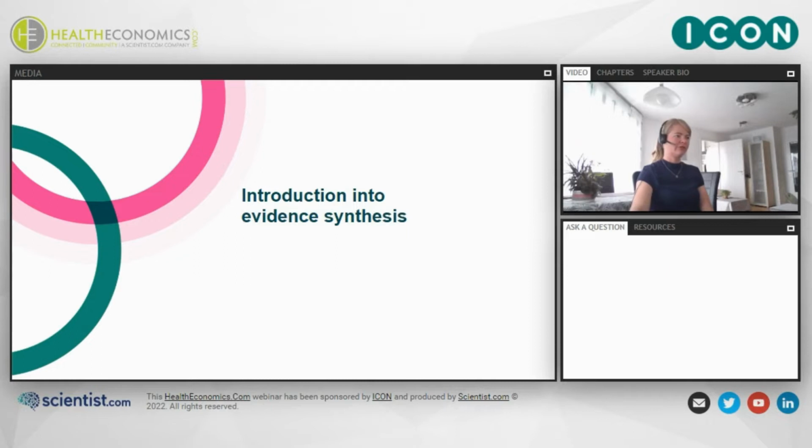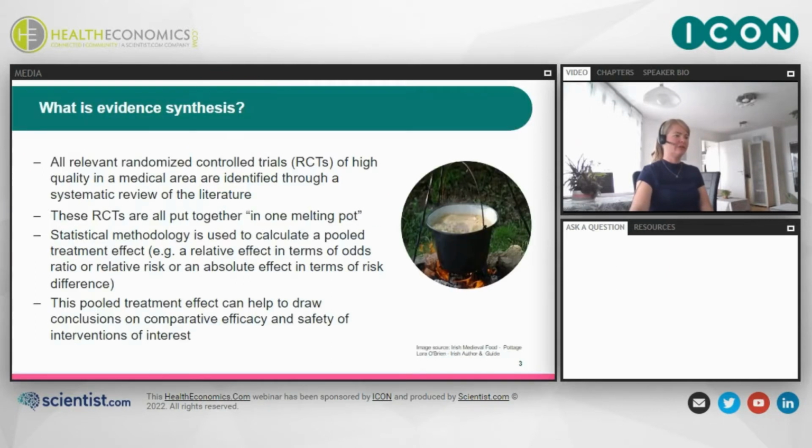First, I will give a brief introduction into evidence synthesis. So what is that even? It just means that basically we pool all relevant randomized controlled trials, RCTs, of high quality in a specific medical field, which we have identified through a systematic literature review. And so by pooling, I just mean we put them all together, and there are specific statistical methods which can be used to do that.